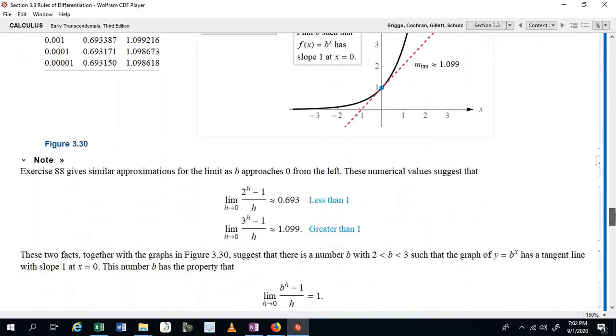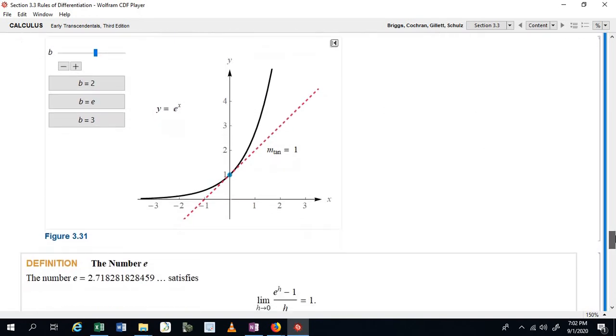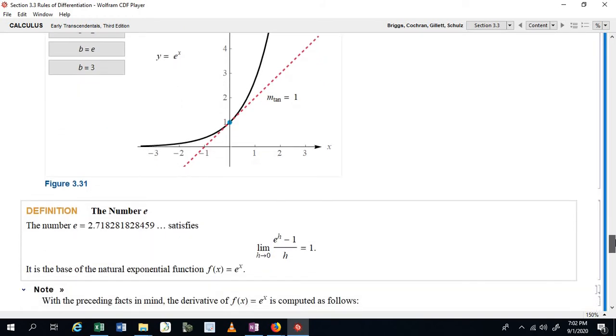Well, there is such a number. Unfortunately, the number is irrational. It's actually this number here, 2.7182818284859. This continues on forever. There's no pattern to the decimals. It's an irrational number, just like pi is. And so we really can't write down this number exactly, so we use a symbol for it, and we call it e.